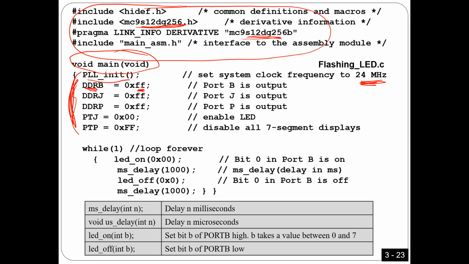Okay, guys, what this means, similar to what we did in assembly, is that port B is output, because in the direction register I'm going to write 1 1 1 1 1 1 1 1, which means it's output. Okay, all the pins are output.